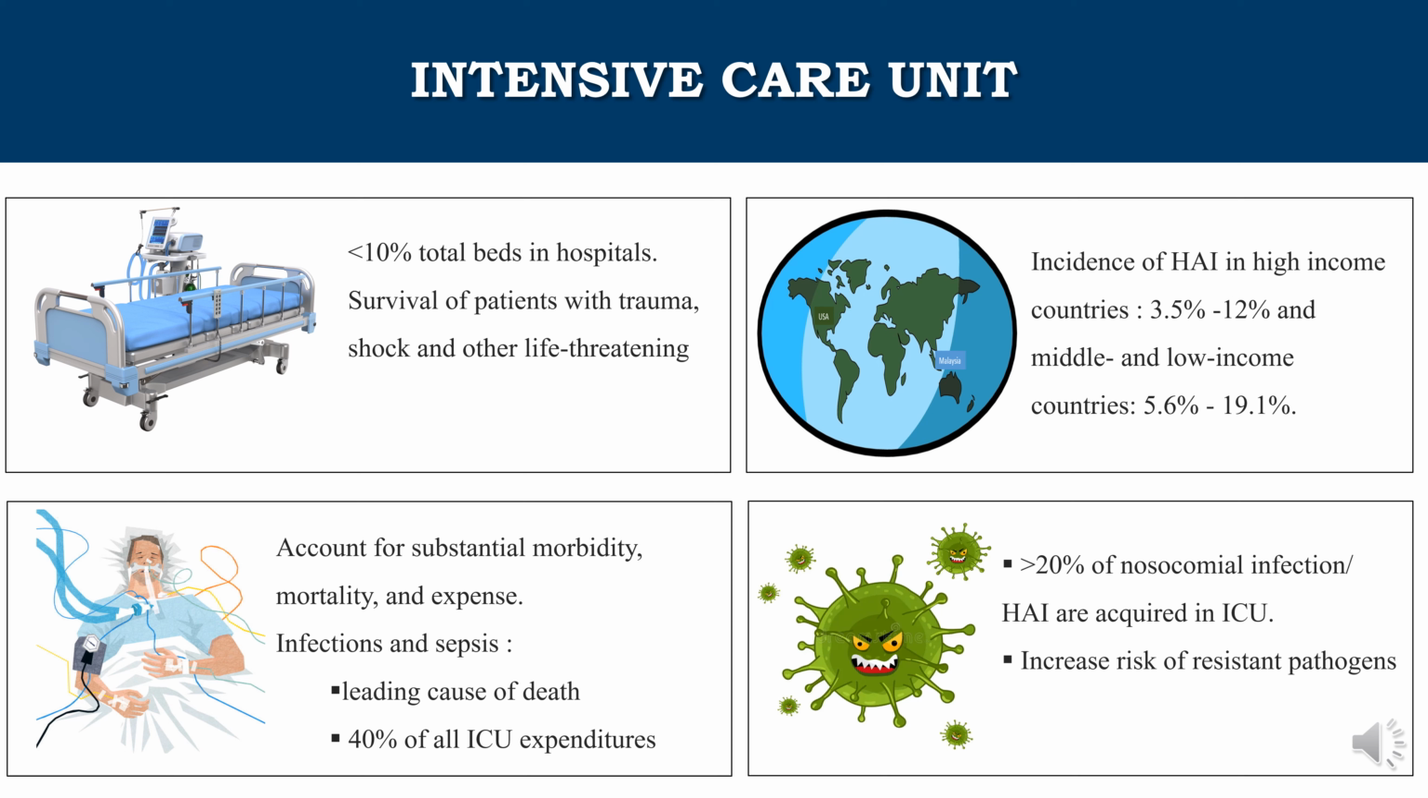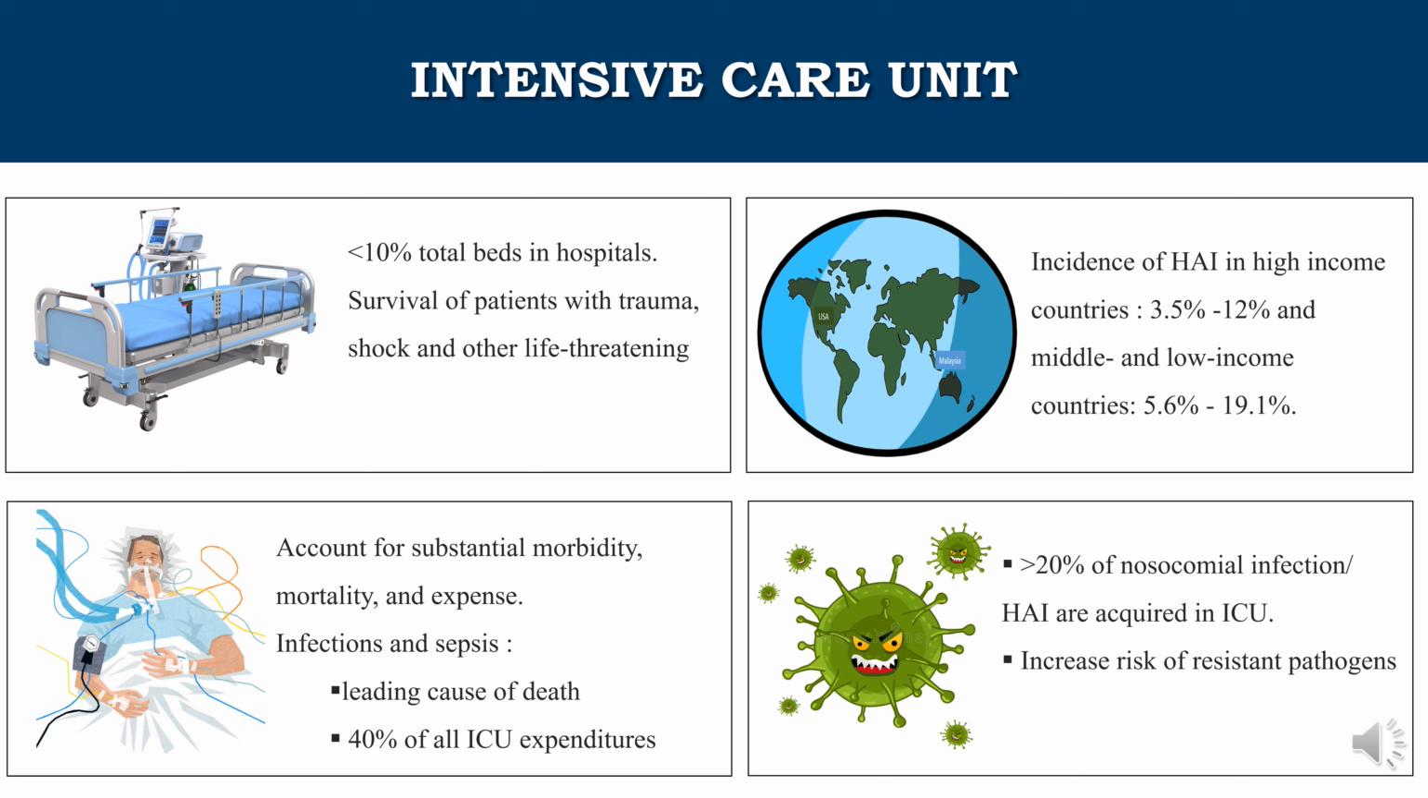The incidence of hospital-acquired infections in high-income countries is between 3.5% and 12%, whereas it varies between 5.7% and 19.1% in middle and low-income countries. The frequency of overall hospital-acquired infections in low-income countries is 3 times higher than in high-income countries. More than 20% of nosocomial infections are acquired in the ICU. There is also an increased risk of resistant pathogens among patients in the ICU.